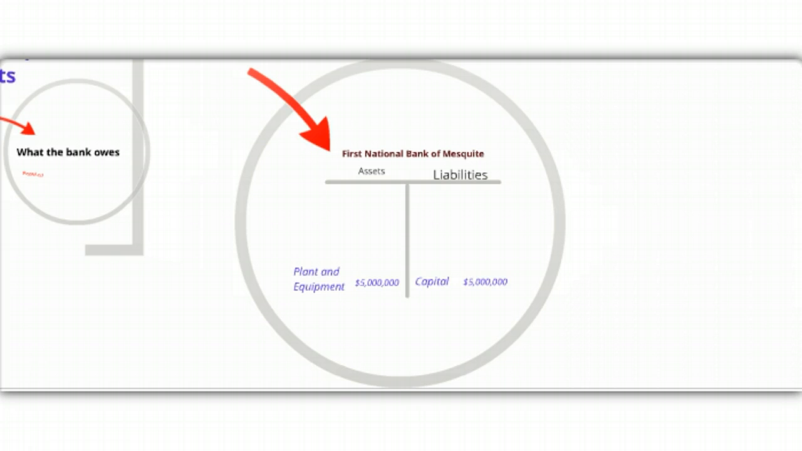Now, this $5 million that we spend on our plant and equipment, that is an asset because now we have a building that we own. We have teller machines, ATM machines. We have all the things we need for our bank. These are assets for our business. But at the same time, that $5 million is also a liability because these were capital investments by investors, and now they own a part of our bank.